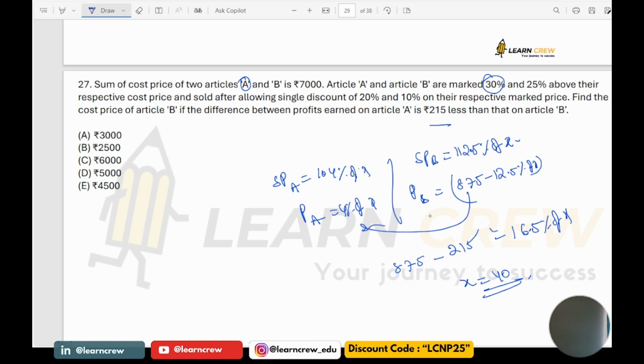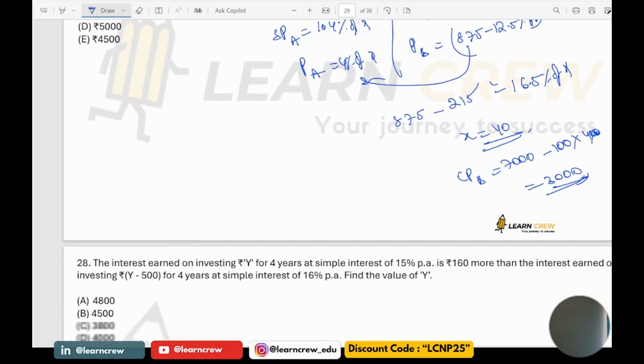So the cost price of article B would be how much? Out of 7,000, this 100 into 40 is 4,000. So 3,000 is going to be the answer. So the answer is 3,000.